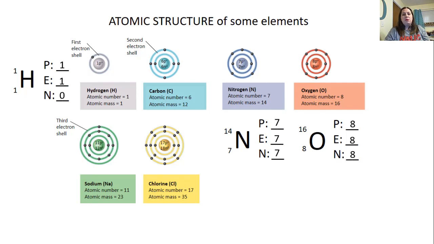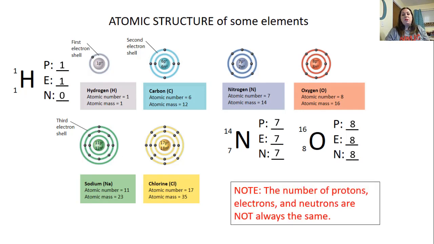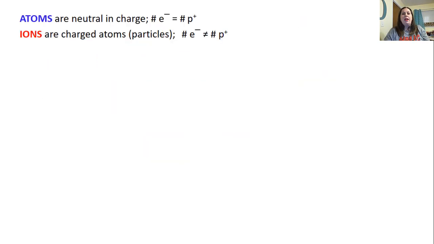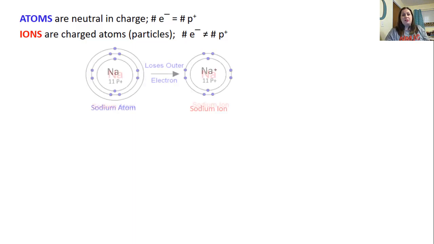So this is how it would work with reading and determining what we have in these atomic structures. Just a reminder, the number of protons, electrons, and neutrons are not always going to be the same. I know in some of these examples they were, but they're not always. So guys, atoms are neutrally charged, meaning the number of electrons equals the number of protons. However, ions, on the other hand, are charged particles. This means that the electrons and protons do not equal each other. We may have more negatives, or we may have more positives.